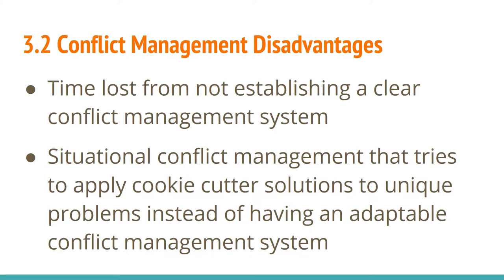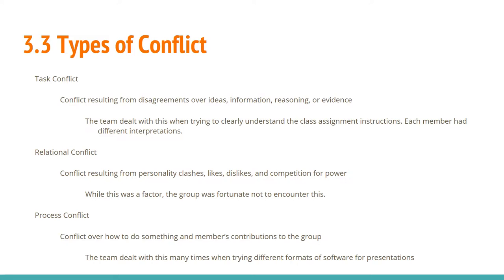Types of conflict. There's task conflict. It's conflict resulting from disagreements over ideas, information, reasoning, or evidence. The team dealt with this when trying to clearly understand the class assignment instructions. Each member had different interpretations of what the assignment instructions were. Many times we had to refer back to the rubric to see if we could figure it out together.